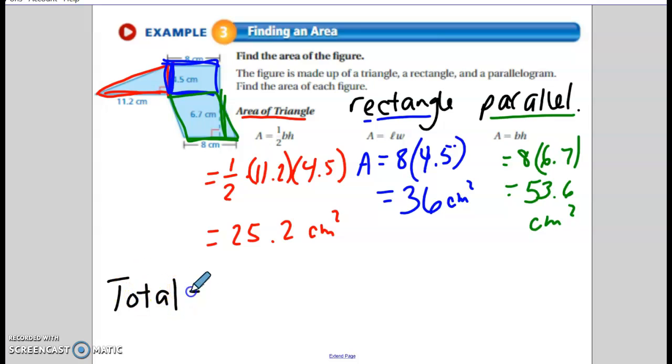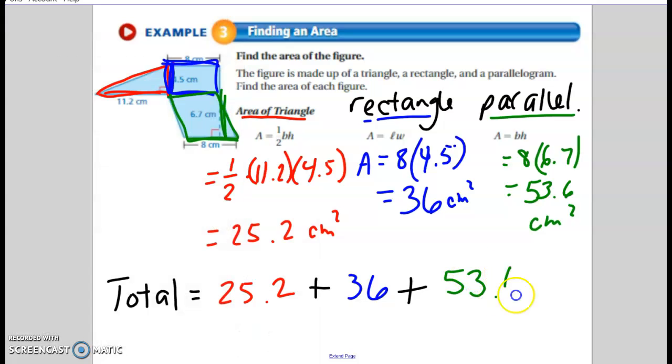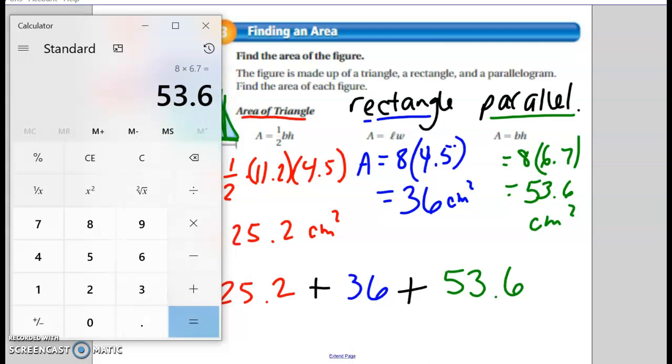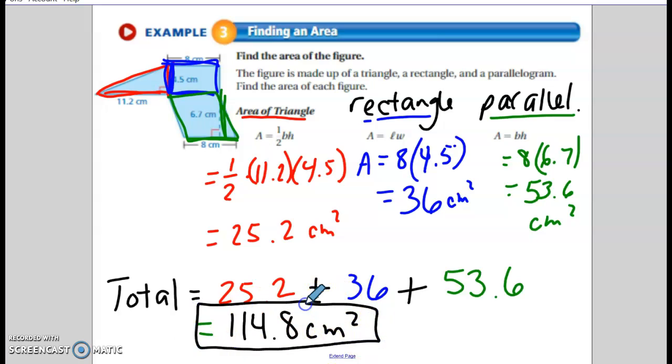And so the total area is going to be all of these added together: 25.2, plus the 36, plus the 53.6. We did, 53.6. And so I would do 53.6 plus 36 plus 25.2, 114.8. 114.8 square centimeters, the area of that shape.